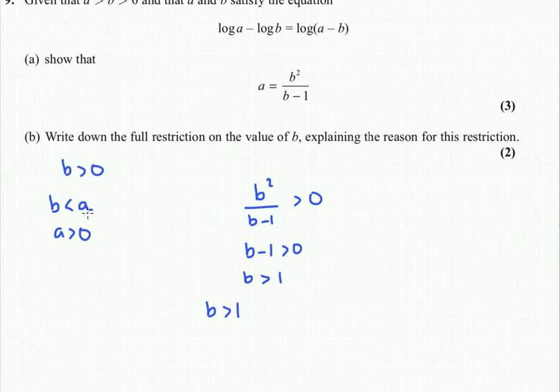So then b needs to be greater than 1 and we've already said that b needs to be smaller than a. So that looks a bit rubbish. Let's write it the other way around. b needs to be bigger than 1, but it has to stay less than a.